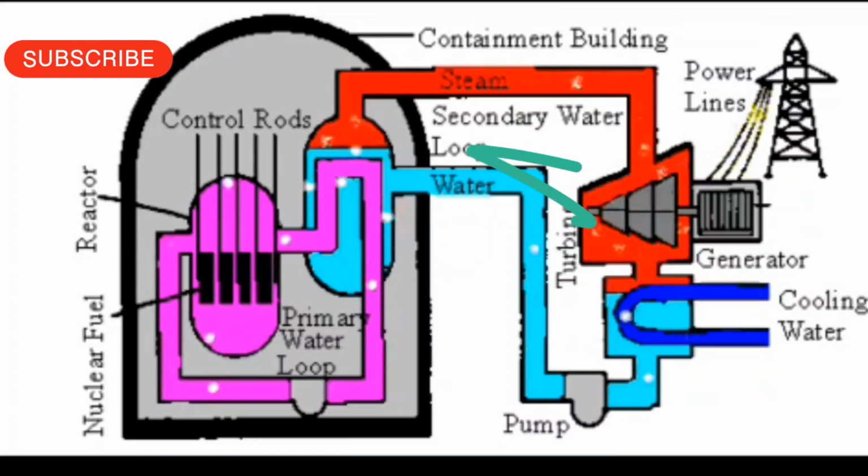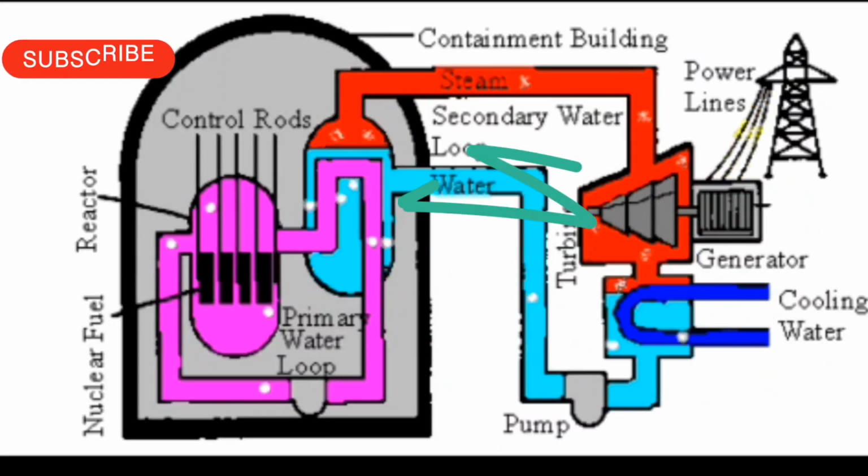3. Steam generation. In the steam generator, the heat from the coolant is used to convert a separate supply of water into high-pressure steam. This steam is then funneled into large turbines.